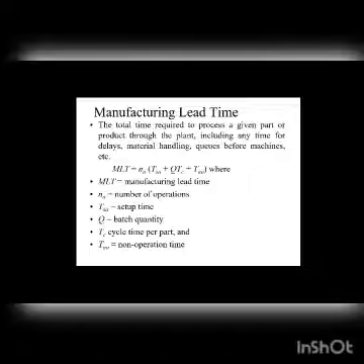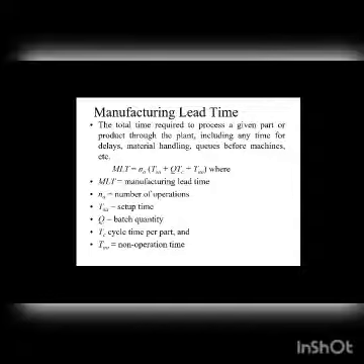So, MLT, manufacturing lead time, is equal to N naught. N naught is the number of operations. If there are 10 operations, then N naught is 10. TSU is the setup time, plus Q into TC. Q is the batch quantity, say 100 units, 200 units. TC is the cycle time.